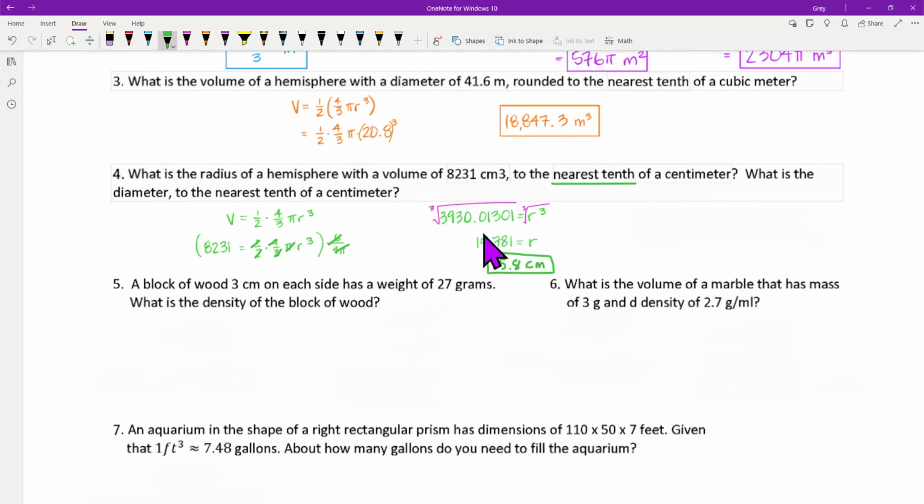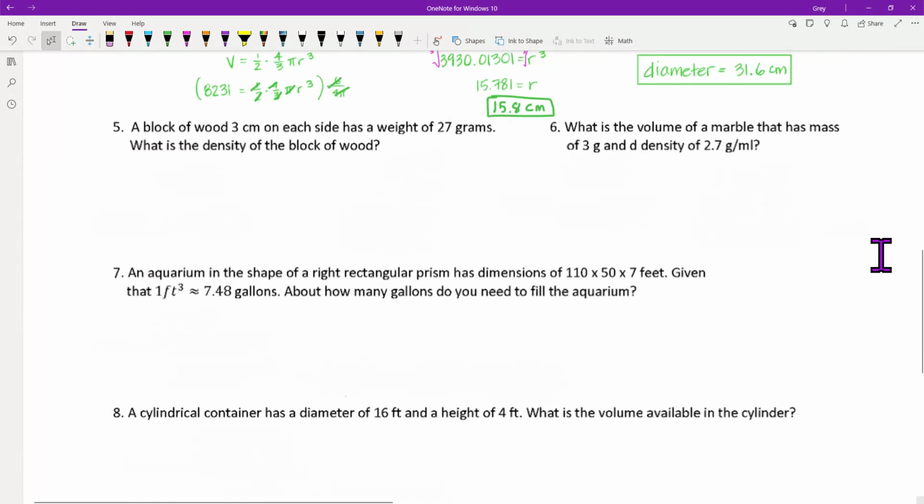I'm going to double this number because you got to see how it is. But if you double that number, you're going to get a diameter that's 31.6 centimeters. Okay? Number 5, a block of wood, 3 centimeters on each side, has a weight of 27 grams. What is the density of the block of wood?